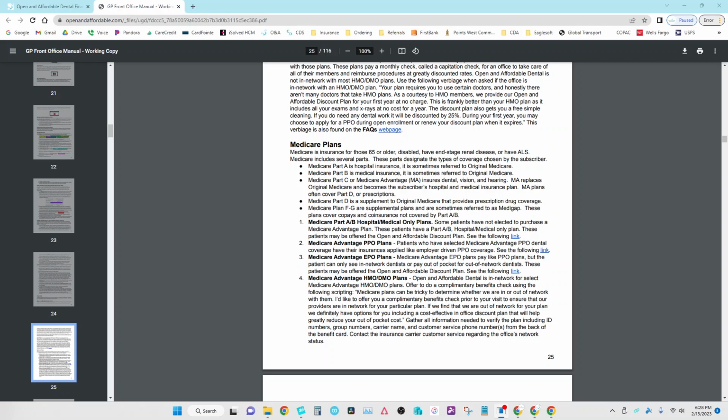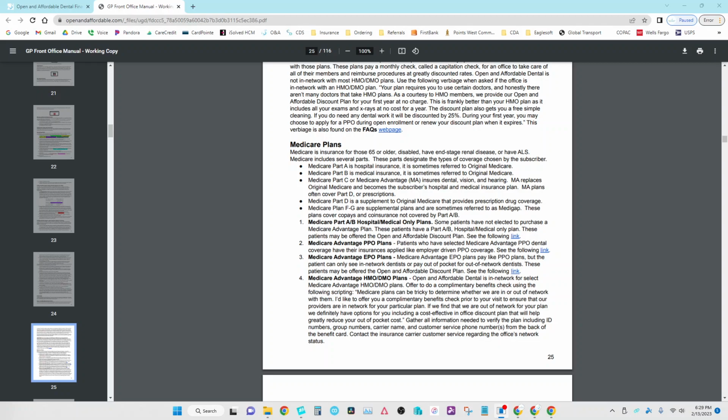So if a patient has Medicare Advantage, there's a high probability that they're going to have dental insurance. Now, the dental insurance can be provided through various insurance companies. It can be through Delta. It could be through United Healthcare. It could be through Cigna. So you have to understand that just because it's Medicare, it's not going to be one single insurance company.